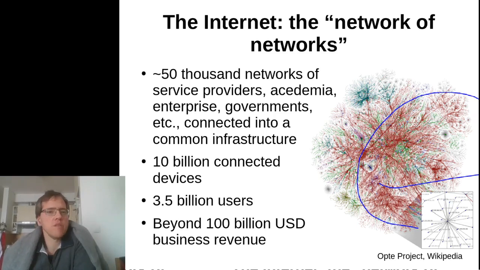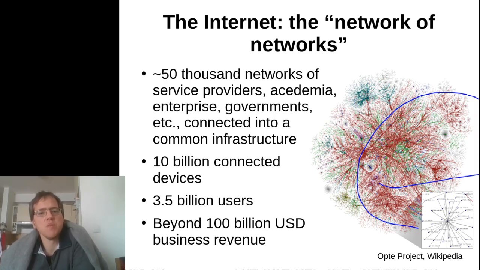thousand networks, 50, or today it's much more like 60,000 networks, which are the networks of different stakeholders like internet service providers and academia, enterprise networks, governments, military campus networks, all sorts of different networks which in themselves can be highly complex, internally structured networks. These are connected into a common infrastructure, and we call this particular common infrastructure the internet.